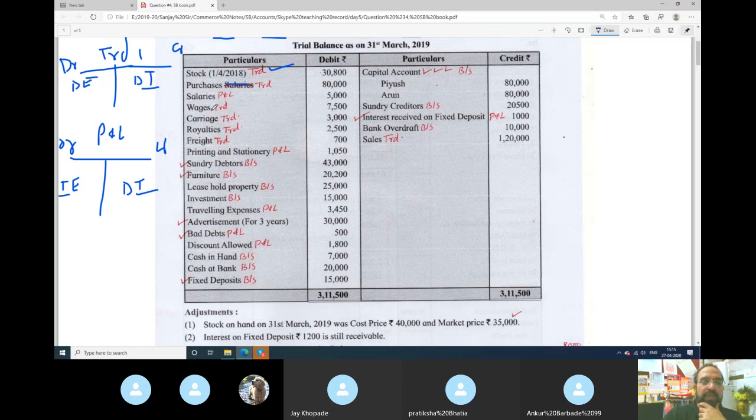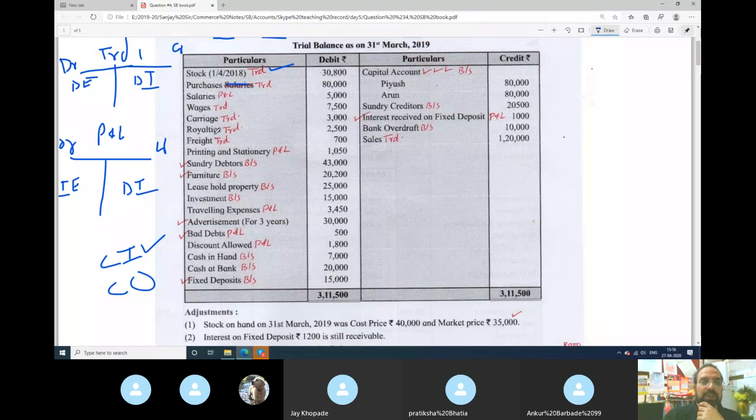Wages, which are given to factory employees, are a direct expense. It will go to the trading account. See, carriage: we know there are two carriages, carriage inward and carriage outward. When only carriage is given in the question, it will always be carriage inward. Carriage inward is a direct expense, meaning expenses we pay for transportation of goods and raw material from the purchase point to the factory. So it will go to the trading account. If this had been carriage outward, it would go to the profit and loss account.